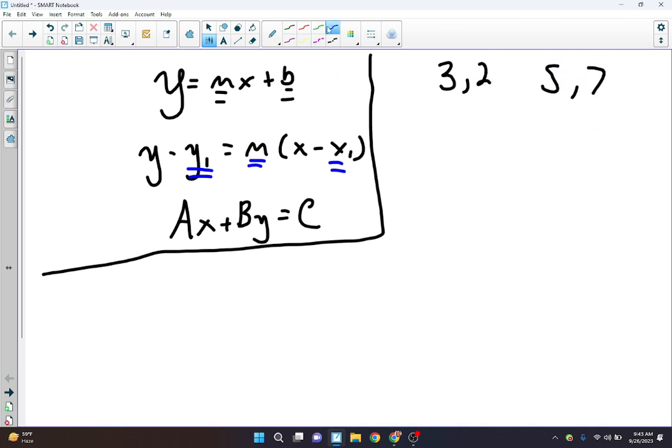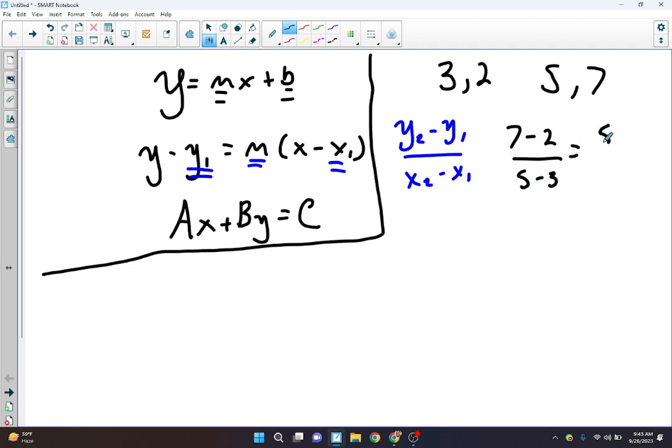So the first thing we have to do is find the slope. Let me put the formula: y2 minus y1 over x2 minus x1. So in this case, 7 minus 2 over 5 minus 3, which is going to be 5 over 2, or 2.5. It doesn't matter how you write it. So that's your slope. Now we need to find the b.